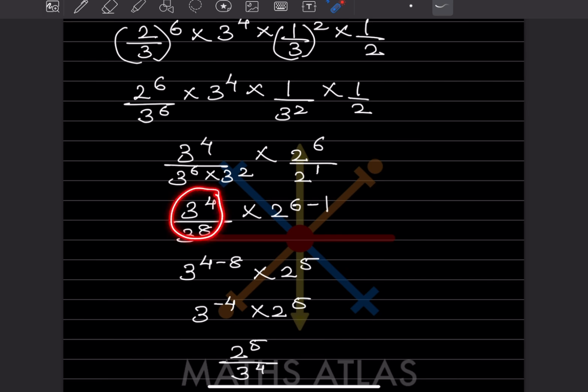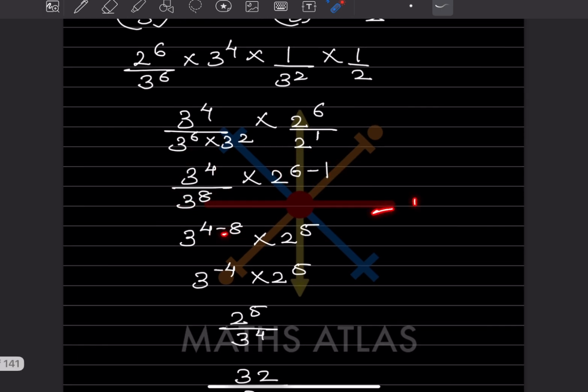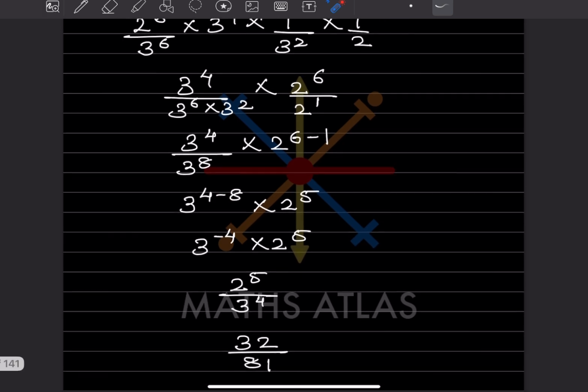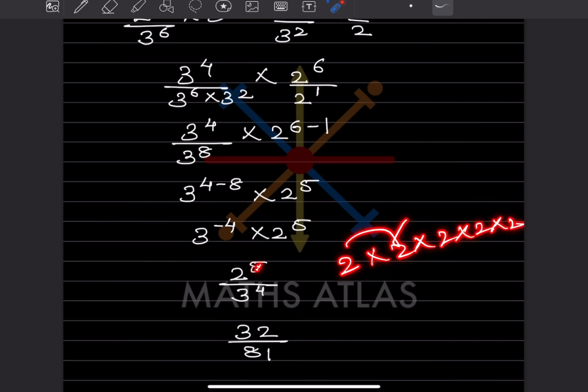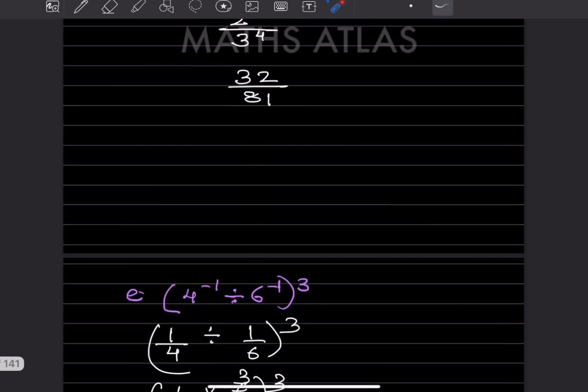Now here again, this is division, so 4 minus 8. Here will be 2 raised to 5, here minus 8 plus 4, that is minus 4 into 2 raised to 5. So 2 raised to 5, and this we can make positive, so this will go in the denominator, that will be positive. Now 2 raised to 5 means 2 into 2 into 2 into 2 into 2, and when you multiply this you get 32. Again for 3 you are going to multiply 4 times, that will be 81.